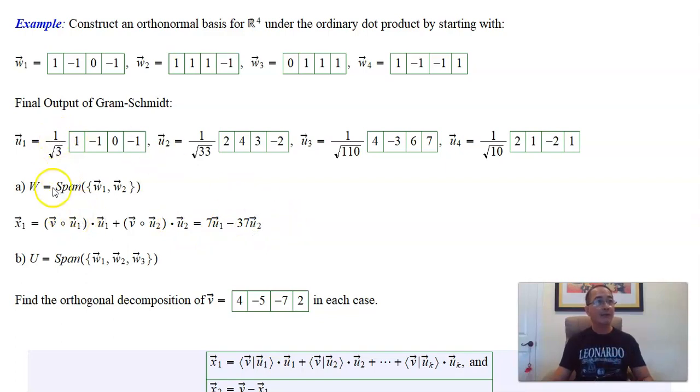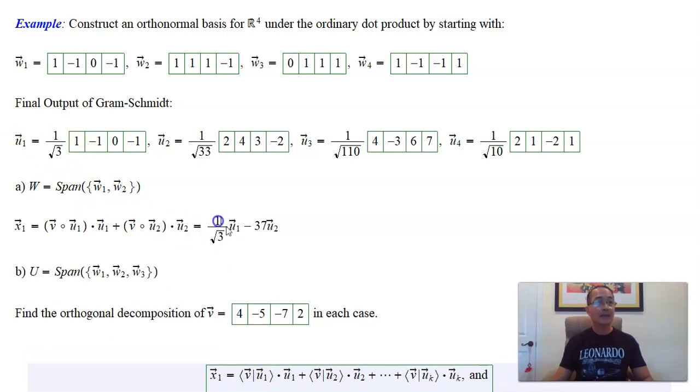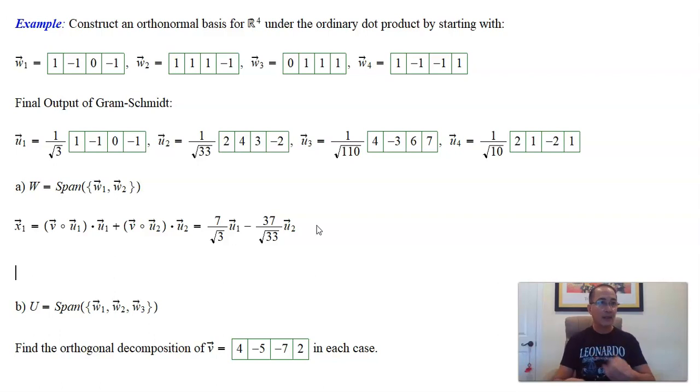Okay, however, when we take the dot product, the norms are part of u1. So it's not just 7. It is 7 over radical 3 u1. Okay, do not forget the denominator. And similarly, you need minus 37 over square root of 33 u2. Okay, those radicals are important.